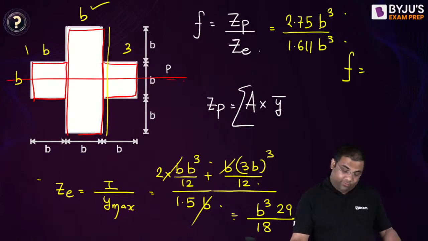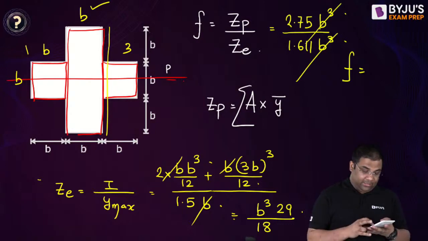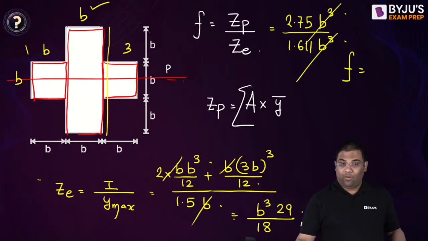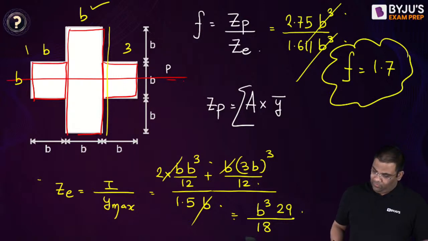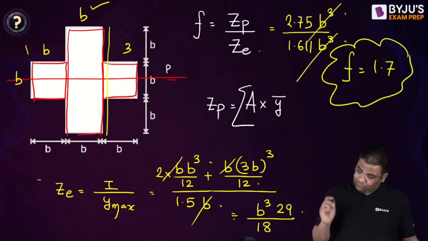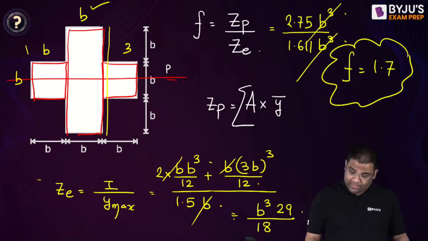So what is the shape factor for this? B cube gets cancelled, 2.75 divided by 1.611. I am getting a value of almost 1.71, or close to 1.7. You will not get 2.42. You will get 1.611. You see clearly.